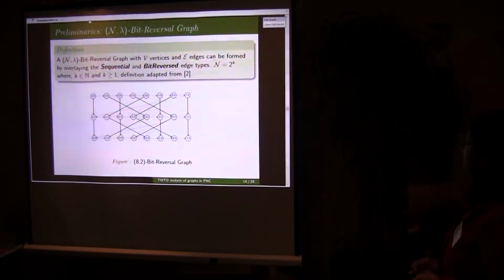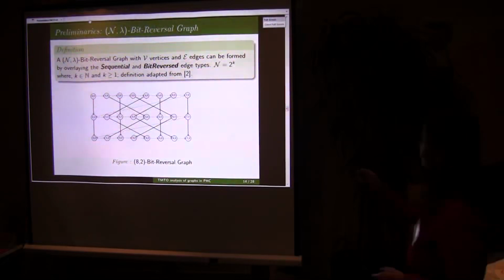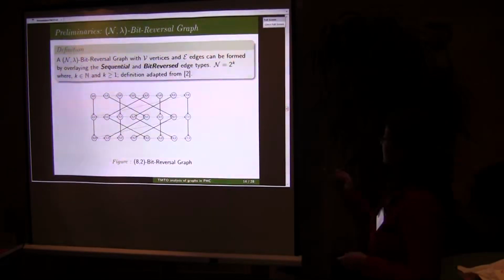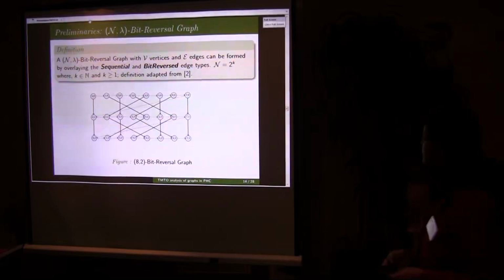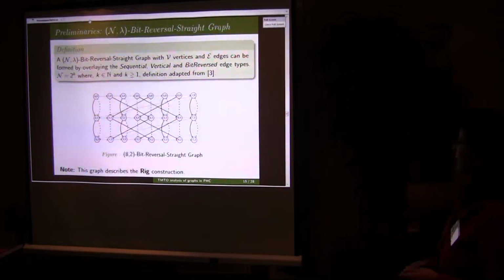Now this is the bit reversal graph. It is the overlapping of the sequential and bit reverse graphs. And this is the bit reversal straight graph. It has three dependencies: sequential, vertical, and bit reversed. And our construction Rig follows this graph.